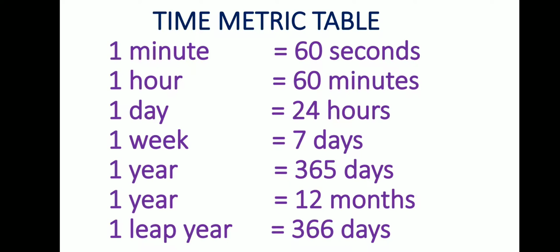Time metric table. Actually, it is not a metric table, but for your convenience, I have written time metric table. 1 minute equals to 60 seconds. 1 hour equals to 60 minutes. 1 day is equal to 24 hours. 1 week is equal to 7 days. 1 year is made up of 365 days. 1 year is also made up of 12 months. 1 leap year is made up of 366 days.